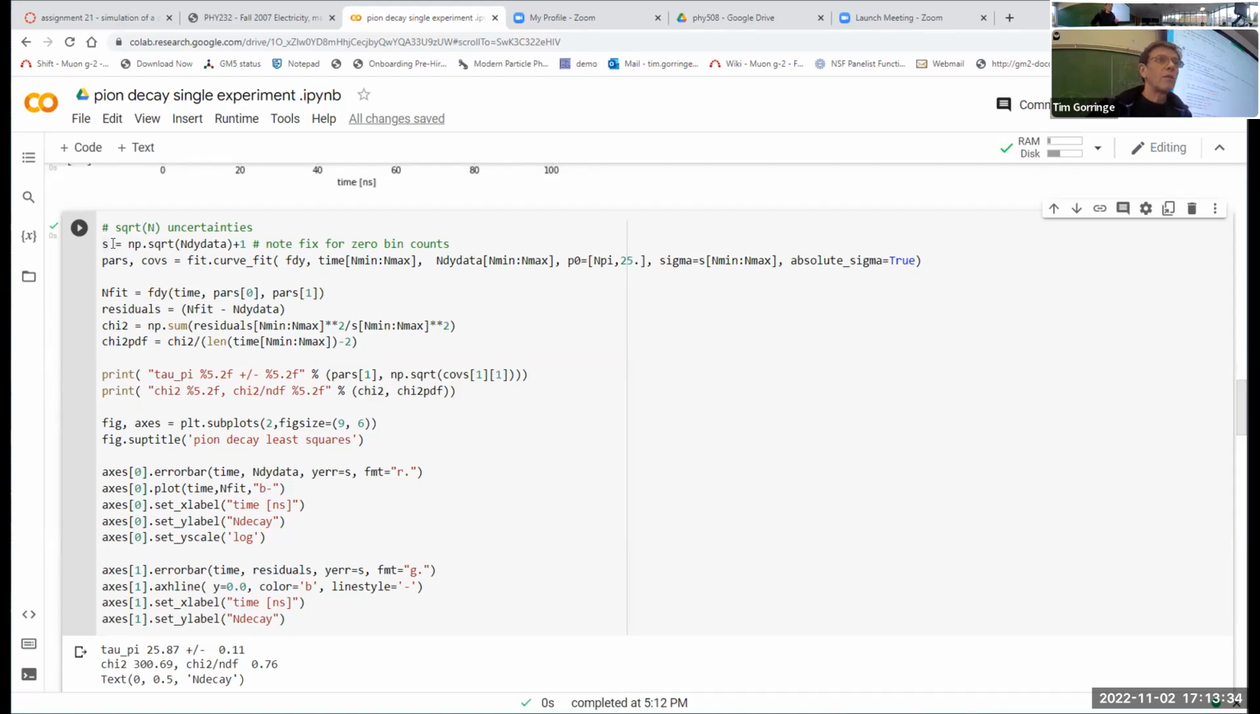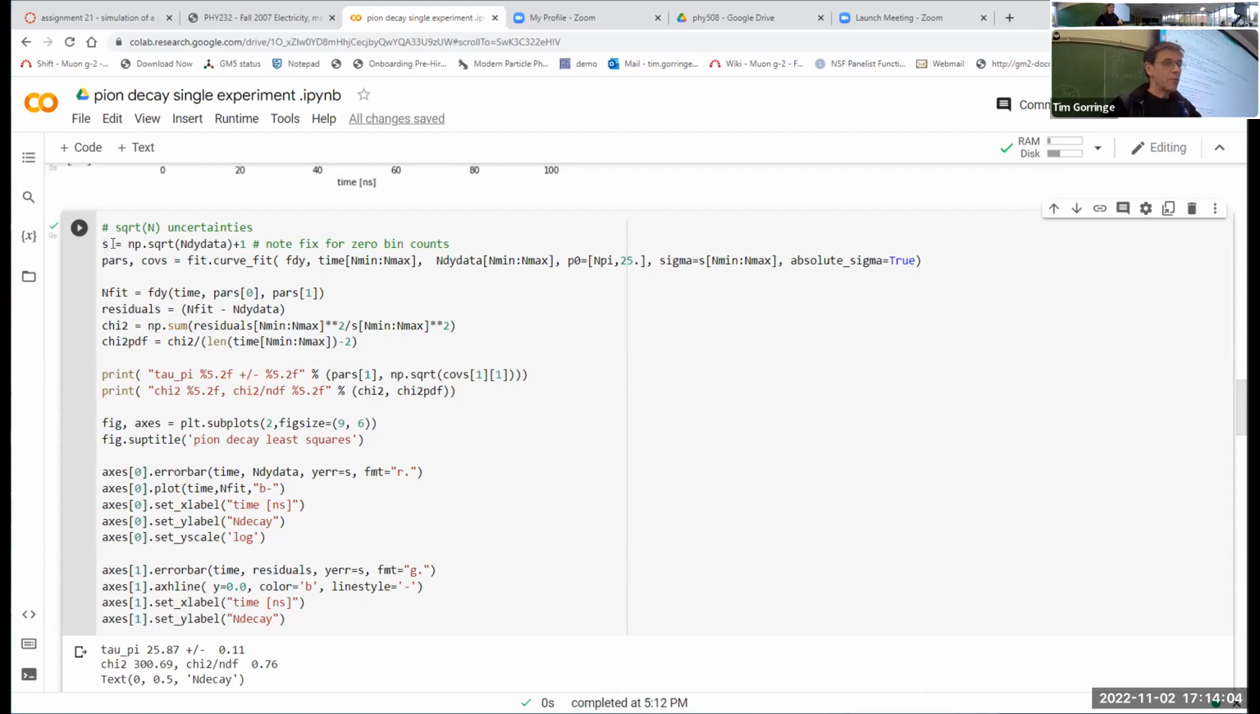It's not quite right, though. It's not quite right for a couple of reasons. One reason is that counting statistics, with the uncertainty being the square root of the number of counts, breaks down if you've got small numbers of counts in your time bin, because then the binomial statistics breaks down into Poisson statistics.